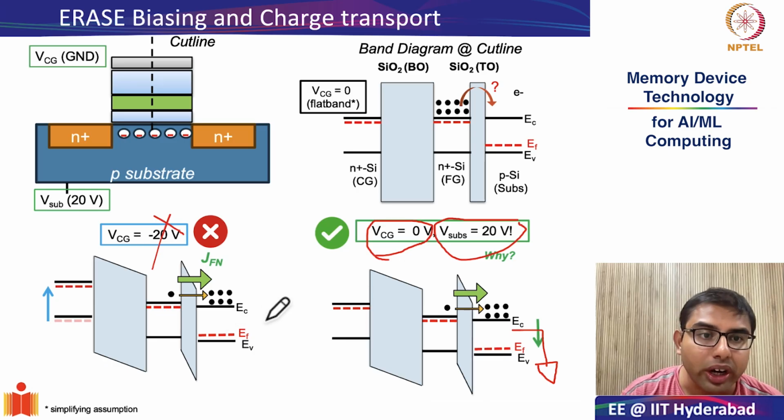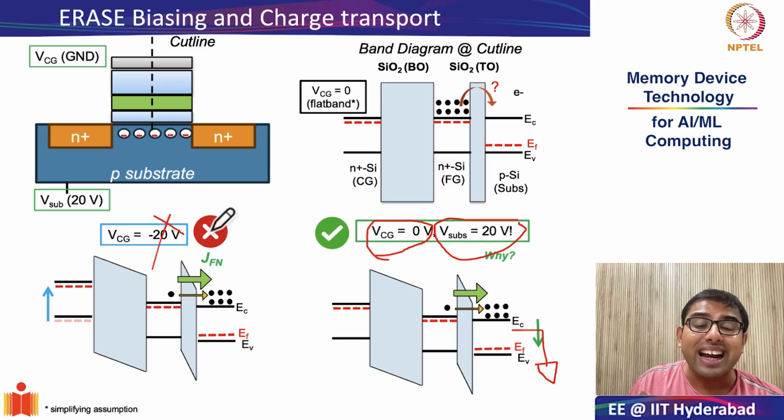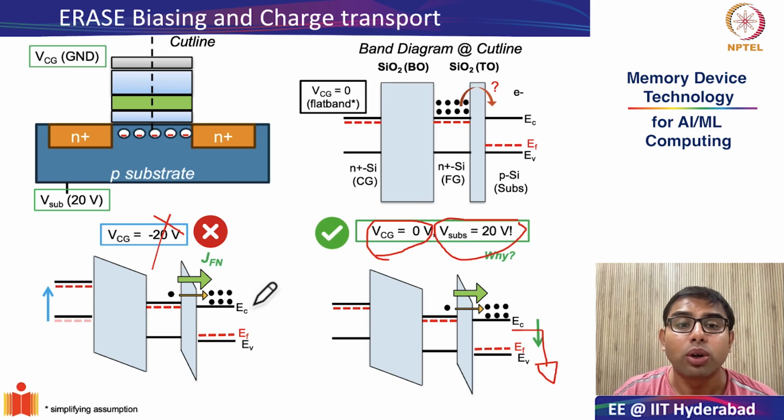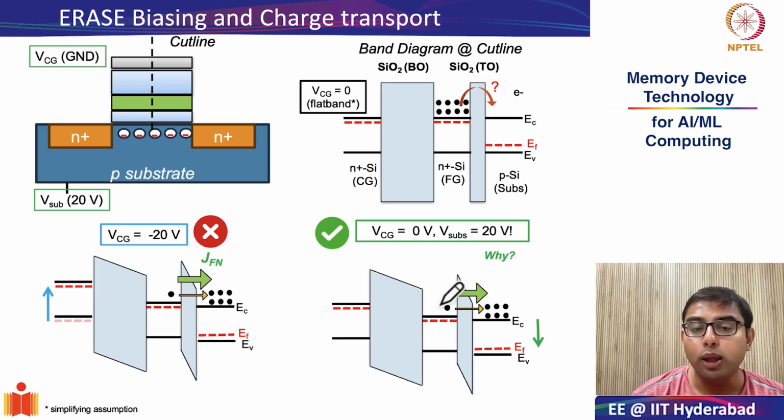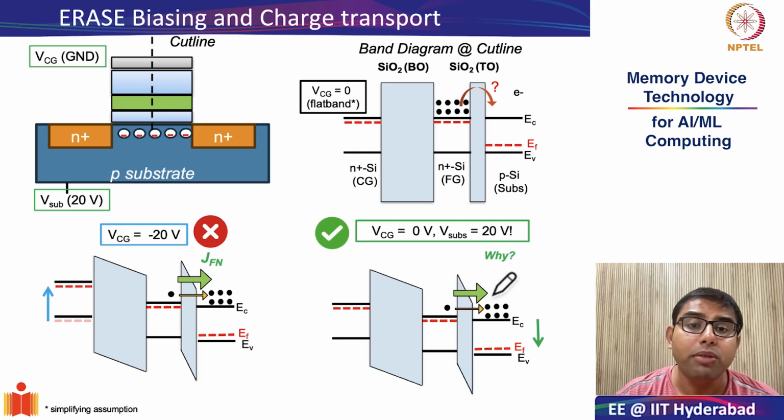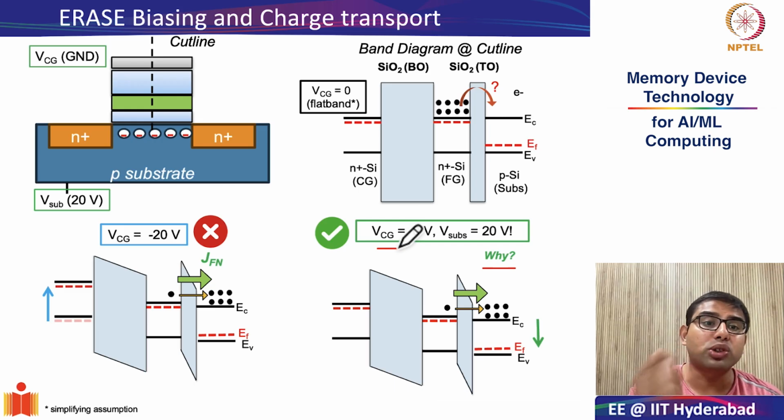Instead of having the substrate grounded, you are connecting the substrate to plus 20 volts and you are grounding the control gate. Okay, it has the same effect, but there is a twist in the biasing conditions. This will also cause similar band bending, which will result in the flushing out of electrons from your control gate into your channel through Fowler-Nordheim tunneling. Now the question is, why is this done? In the program operation, the control gate was put to plus 20 volts and the substrate was grounded. Here, why is it reversed in the case of erase?